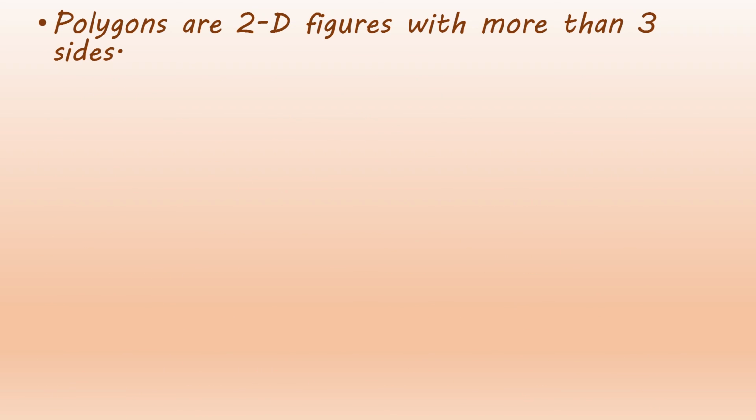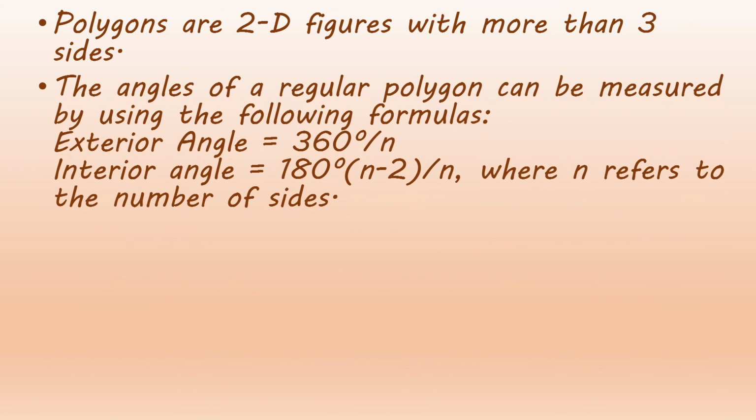Okay, then we'll see a few more properties. The first one is that a polygon is a 2D figure with 3 or more sides. The second property is how to measure the interior and the exterior angle of a polygon. In the next video I will also solve questions based on these polygons. Today I'm just showing you the properties.